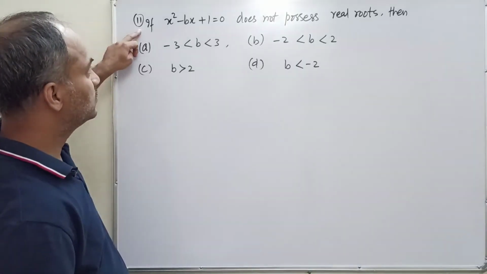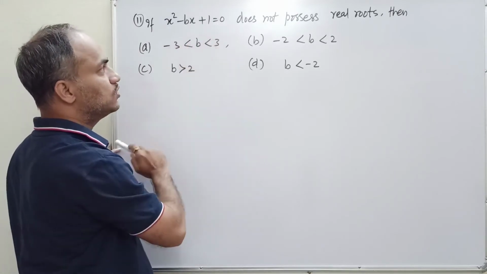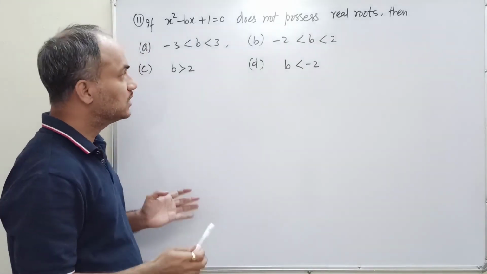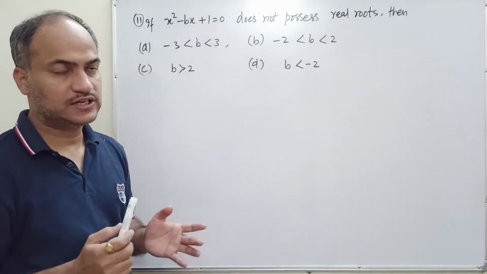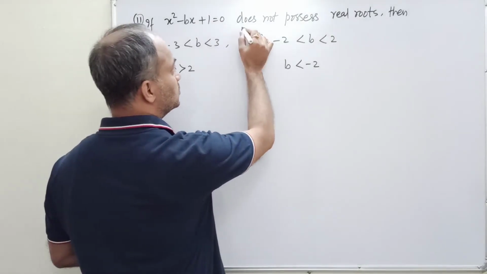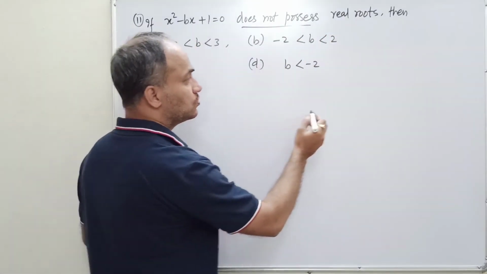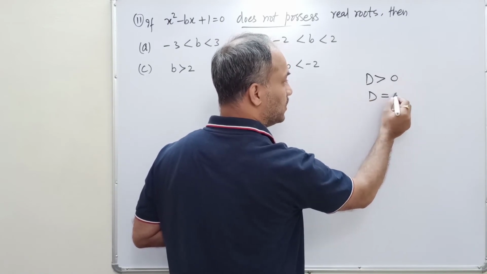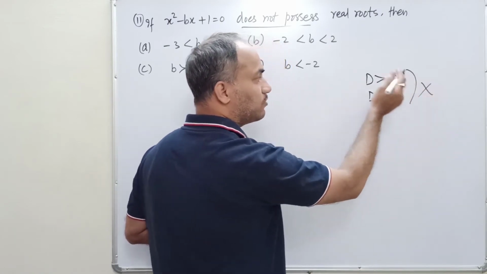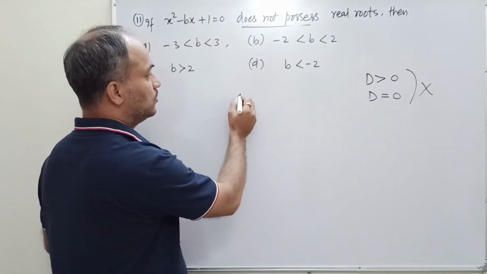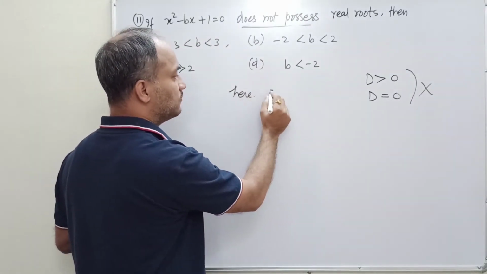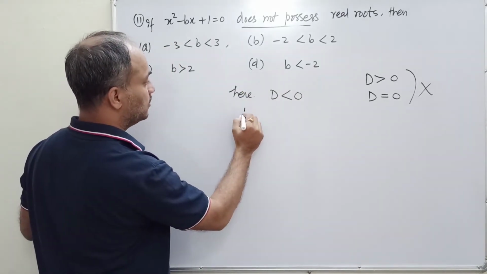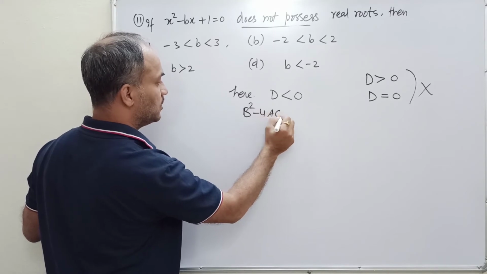So in question 11, we see that this equation is given to us. It does not possess real roots. Then we have to find which option is correct. So if this equation does not have any real root, then D can never be greater than 0, and D cannot be equal to 0. These two conditions will not be there. Okay, so here the only condition will be D less than 0. So let us apply this. This is B square minus 4AC less than 0.